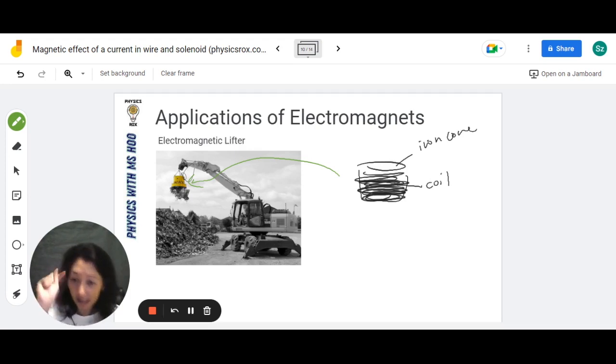So you switch on, then it becomes a magnet, zoom, attracts the metal pieces up. Then you want to carry it over to another part of the junkyard, and you want to let go, so you switch off, and it lets go. Obviously, you need this to be a temporary magnet, because if it's permanent, the metals are going to get stuck there. It's not going to come off. So you need the temporary magnetism so that it will be able to become a magnet, and it will lose its magnetism on demand. That's how this works.